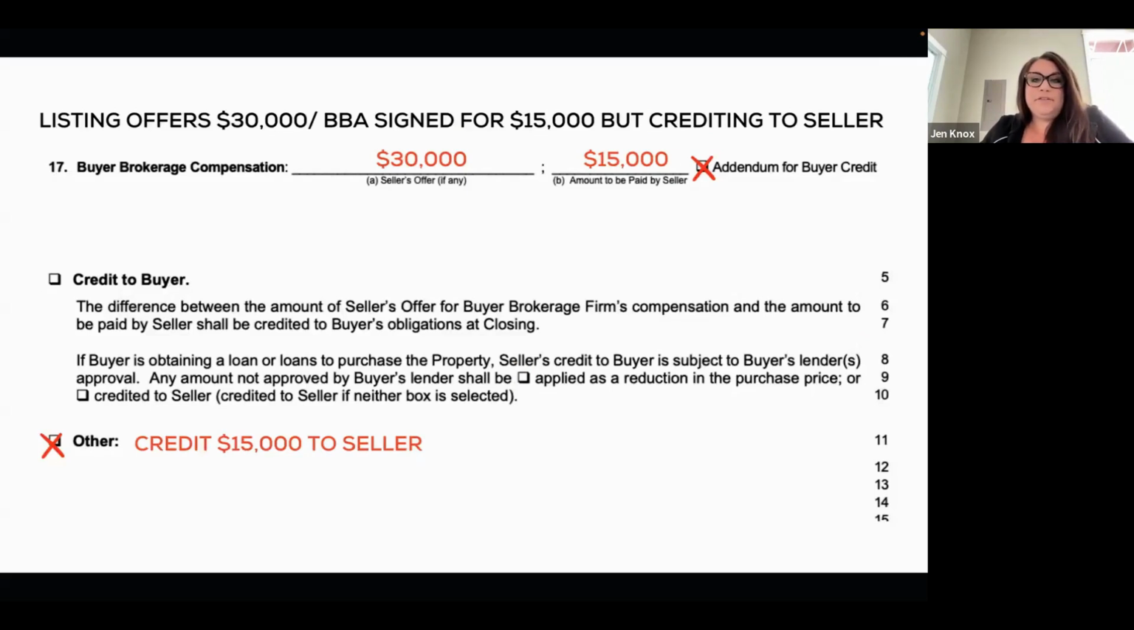Or you could do this on a blank 34 even, because it's going to seller. It's not necessarily a credit to the buyer. But again, we're just acknowledging that the seller's offering 30 and we are only asking the seller to pay 15. And then we're stating what happens with the remaining money.